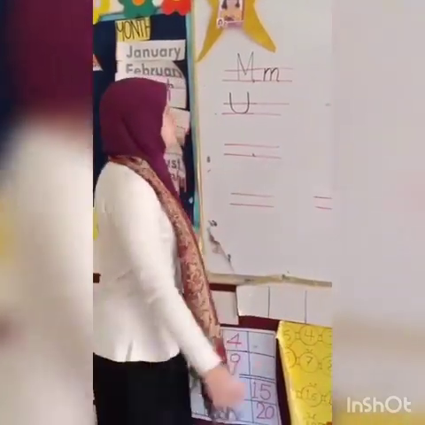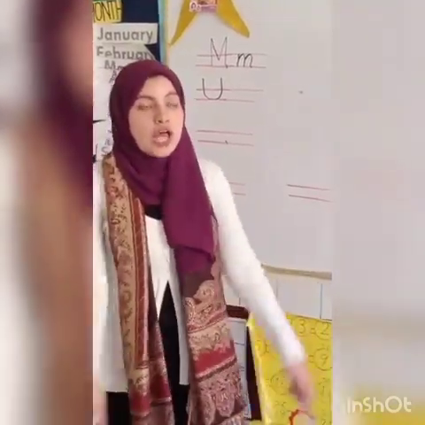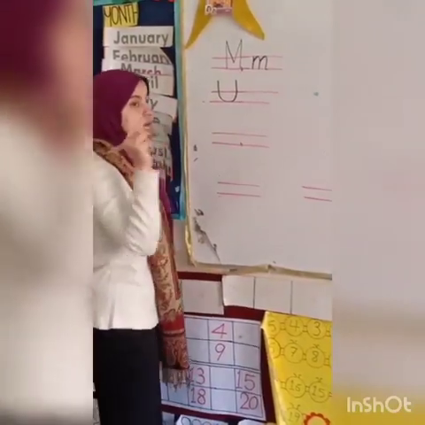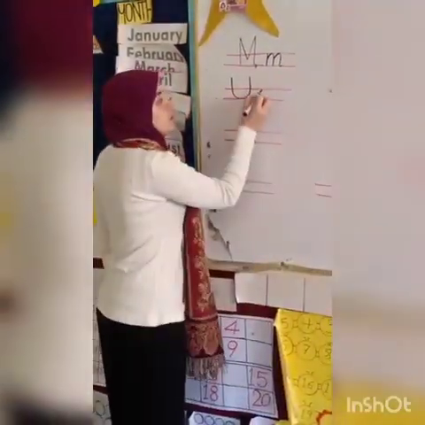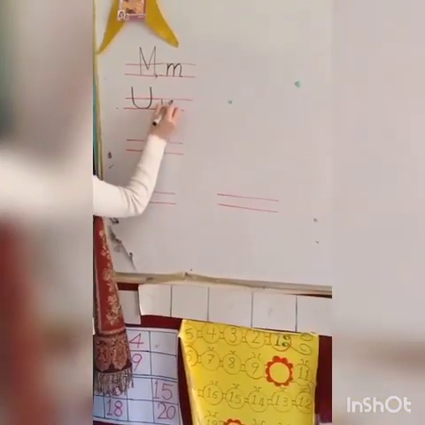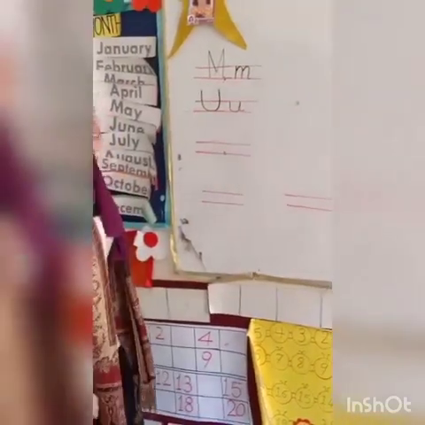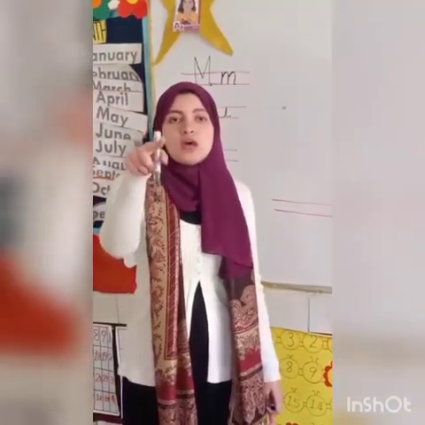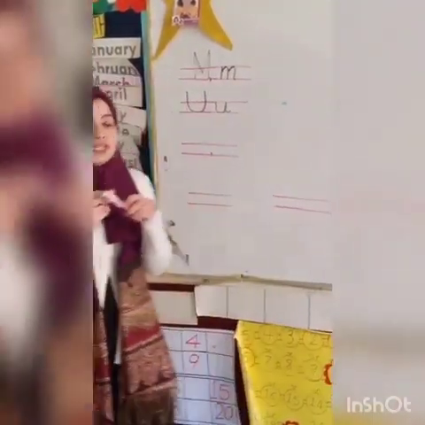Super, boys and girls. And how to write the small letter U? Between two lines. The small letter U should be between two lines. Line down, curve down, line up, and a tail. Super boys and girls.